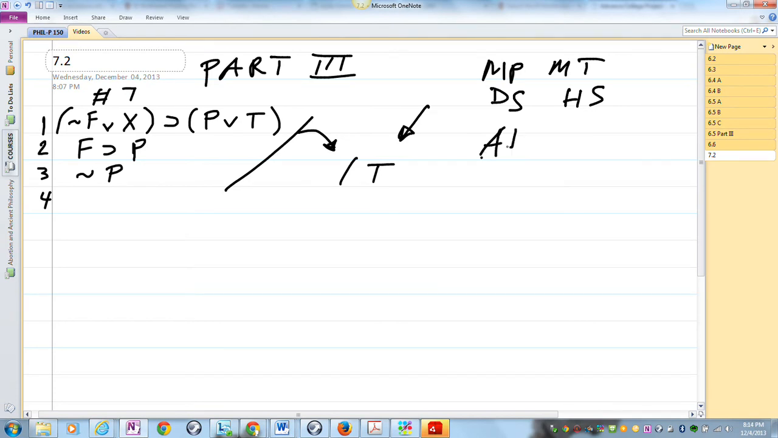So addition, constructive dilemma, simplification, and conjunction.